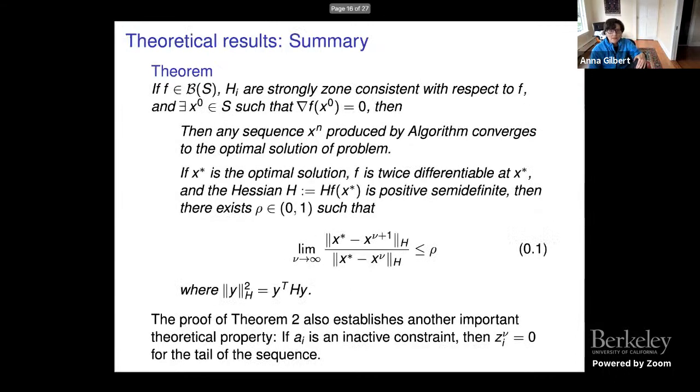Okay. So this is a summary of the results of the theorem. I said, with mild, I think, assumptions on the objective function and how the hyperplanes are arranged with respect to this objective function, then the algorithm converges to the optimal solution. If you know something about the objective function, like it's twice differentiable at the optimal solution and its Hessian is nice, then you can get a convergence rate for this algorithm. And also the proof reveals this nice active set idea.